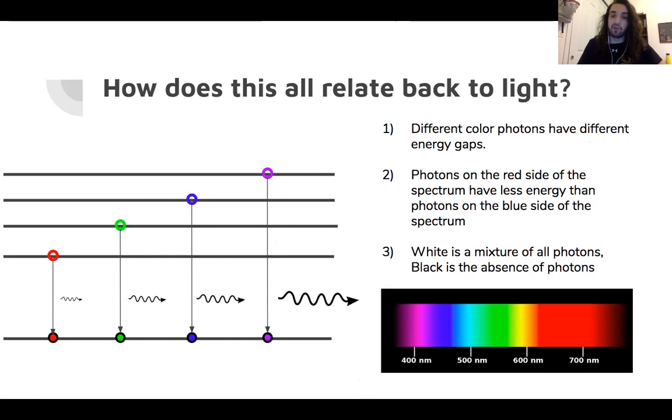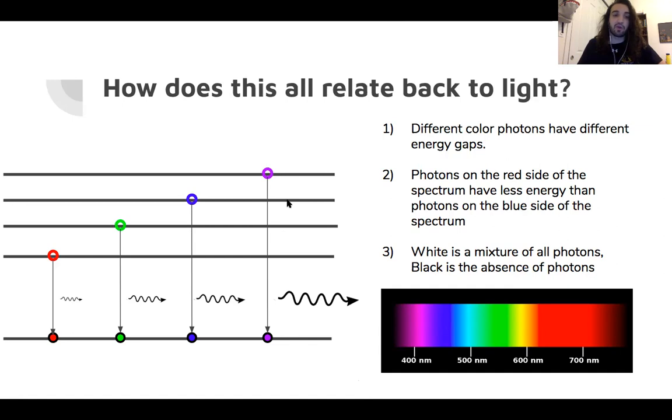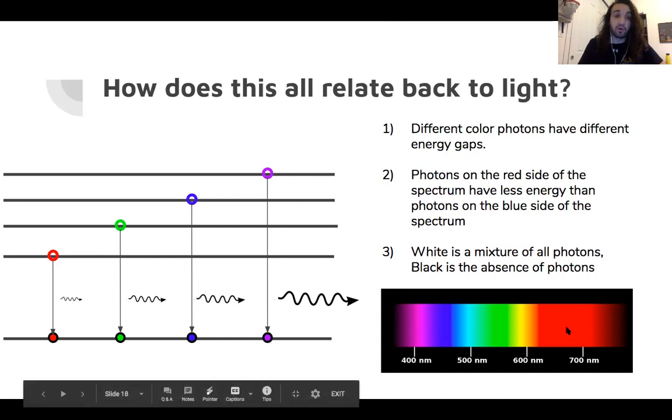Photons on the red side of the spectrum over here have less energy than photons on the blue side of the spectrum over here. Blue and purple, high energy photons. That's why if you look at blue light or purple light, it's going to hurt your eyes more than if you look at red light or orange light. And that's just a fact, folks.